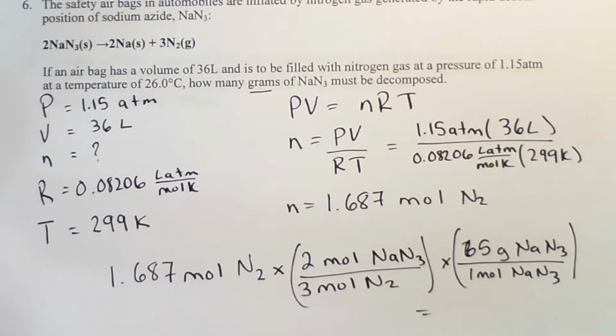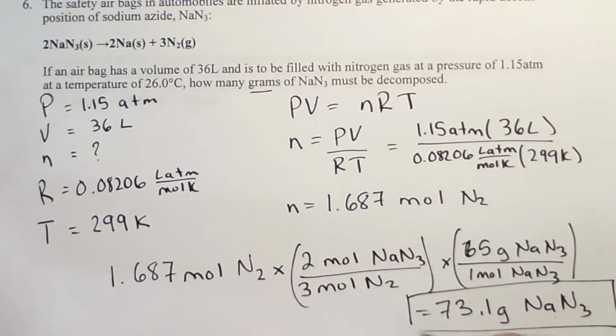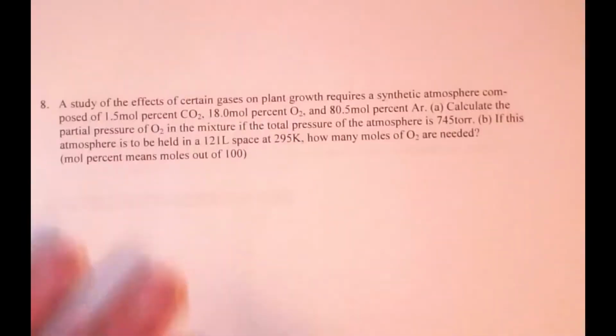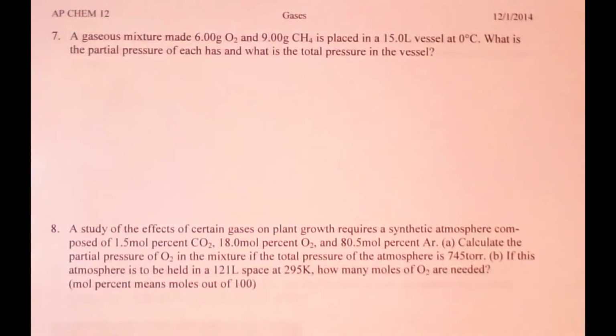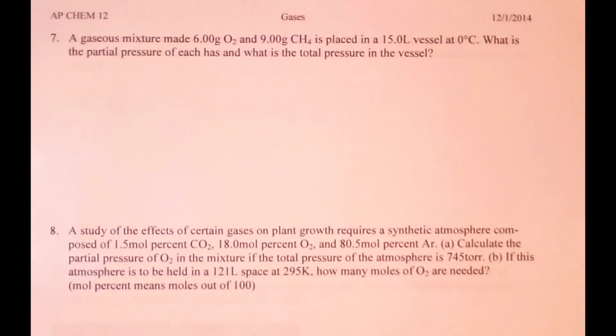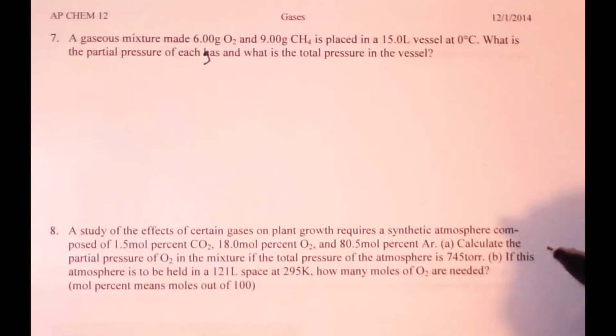1.687 times 2 divided by 3 times 65 grams per mole is 73.1 grams of sodium azide. So question 7. A gaseous mixture made of 6 grams of oxygen and 9 grams of methane is placed in a 15-liter vessel at 0 degrees Celsius. What is the partial pressure of each gas, and what is the total pressure of the vessel?